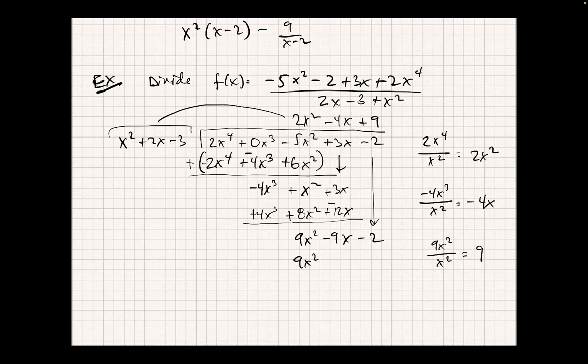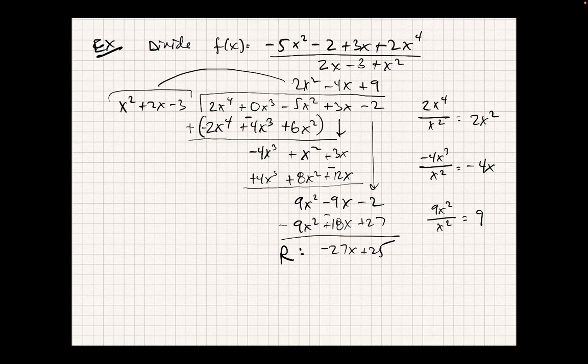I got negative 27x plus 25. Yes. Wow, I did that wrong. Wait, what did you get? Hold on, so then it's so close. f of x equals x squared plus 2x minus 3 times 2x squared minus 4x plus 9, plus the remainder. Did you get minus 27x plus 25? Yes. And I'm out of spaces here. So I'm gonna declare that my remainder. So I'm gonna say my f of x now is 2x squared minus 4x plus 9, and then you have negative 27x.